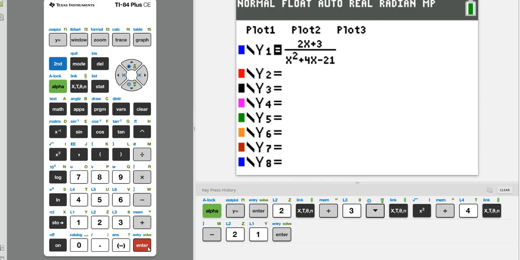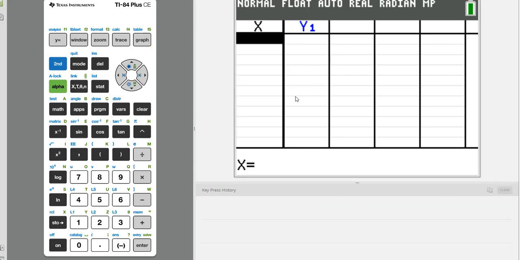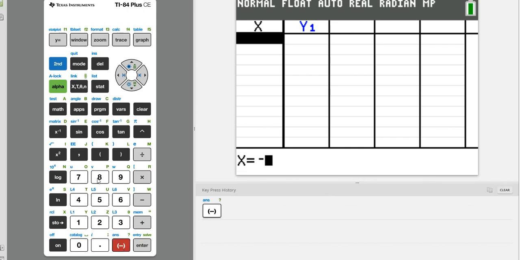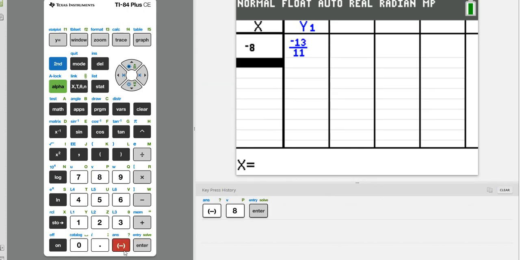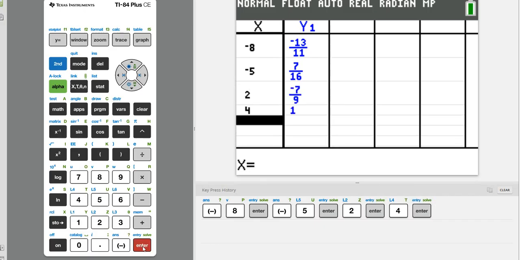When you get that all set, then you can go to your table and plug in some numbers. So let's plug in those numbers that Jay gave to us. Negative 8, negative 5, 2, and 4. Now I guess the downside is that you're getting fractions, but it doesn't really matter, because what information am I looking for in column Y1? Positive and negative. And if it's fractions or not doesn't really matter. It's still showing you positive or negative. We're going back to that repeating pattern.